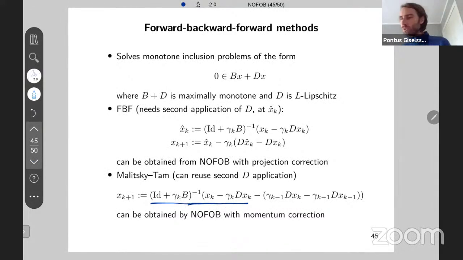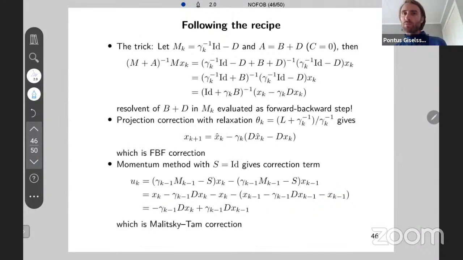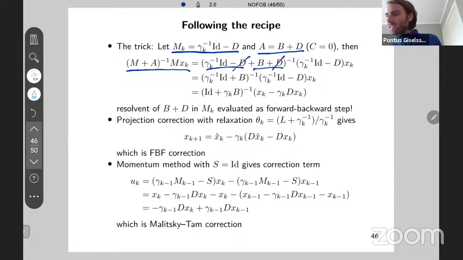All right. So here we have the forward-backward step, and then we have some correction term. And it turns out that this can be obtained from NoFob with momentum correction. So if we just follow the recipe that we showed, we have MK to be this, and A is B plus D. We take B and all D stuff into A, and then we set C to 0 because we have no cocoercive term. If we evaluate this resolvent, we just plug in the M and A, and we see that these two cancel. And here again is the M. These two cancel, so we get that thing, and again the M.